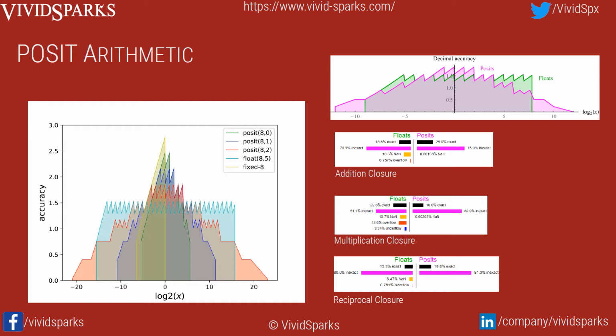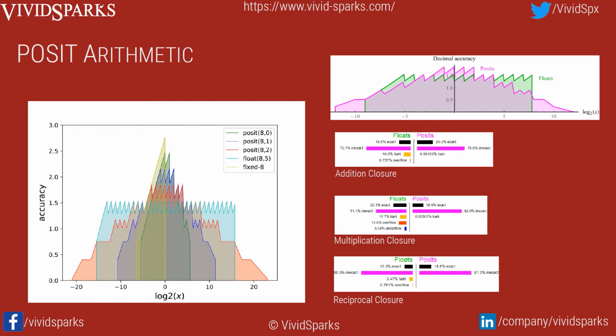pre-closure. For addition, you don't have any closure issues. You don't have any not a number in posits, and the results, on average compared to the real number, are more than 70% accurate. In other words, they are inexact. And the percentage of exact results, the correct results, is more than 17% compared to the float, which is only about 10, on average 12%.